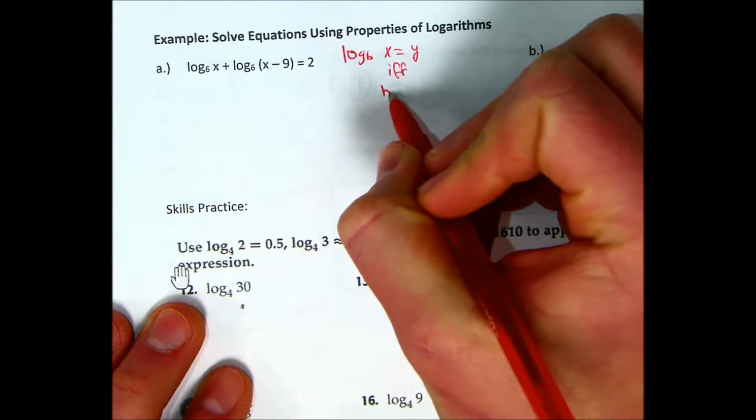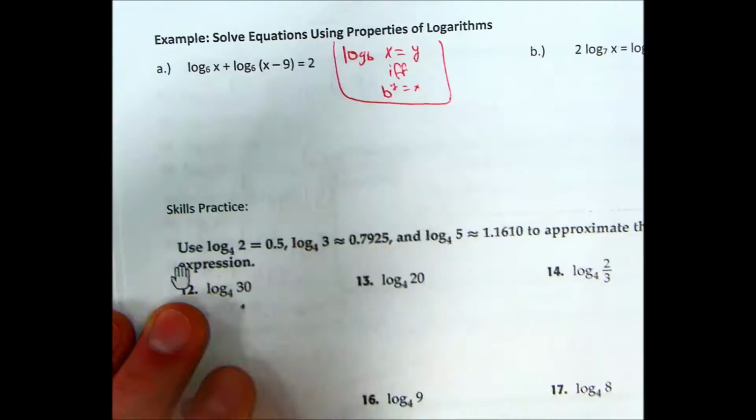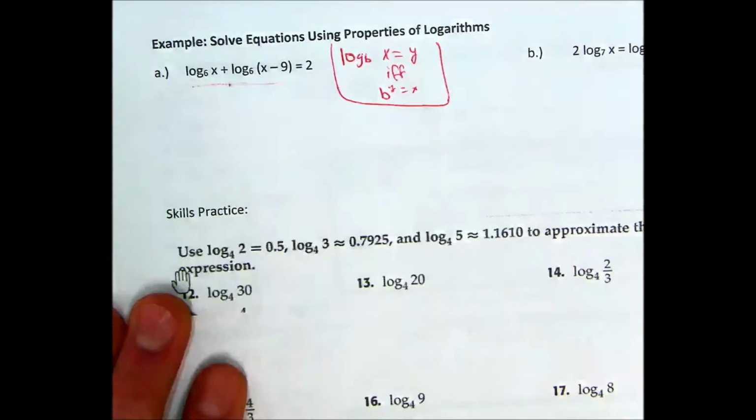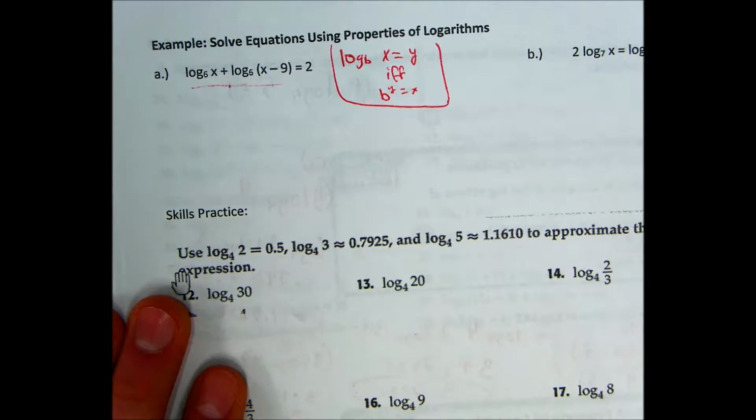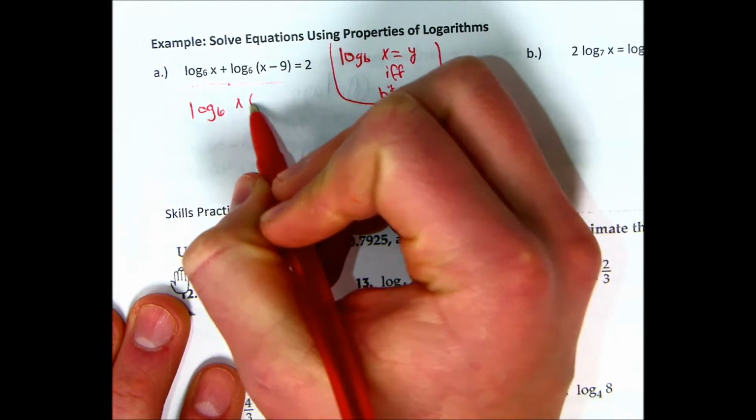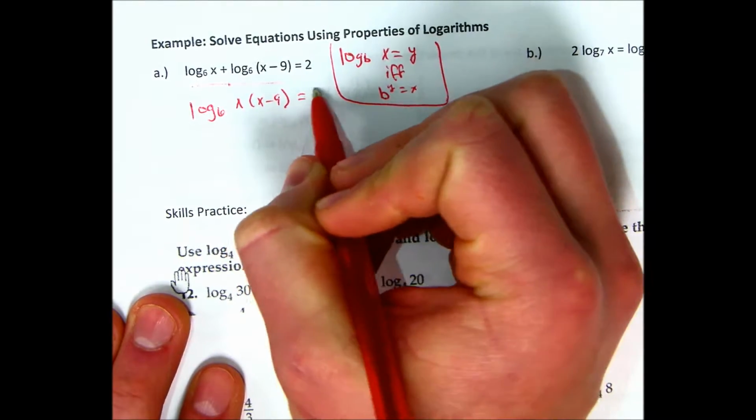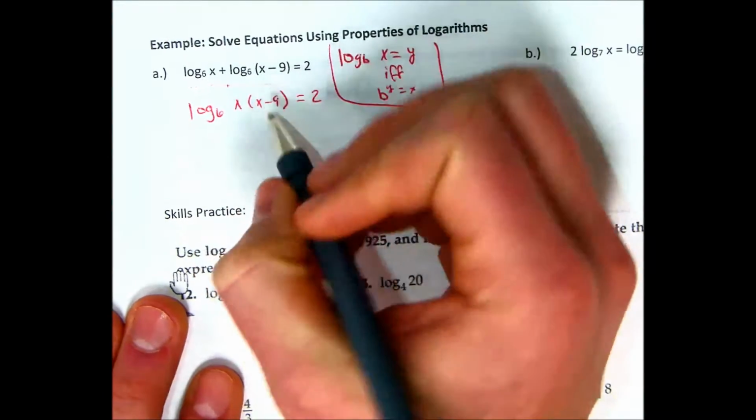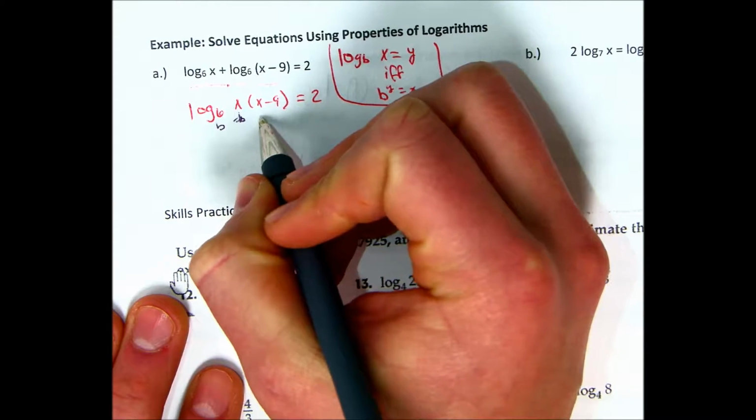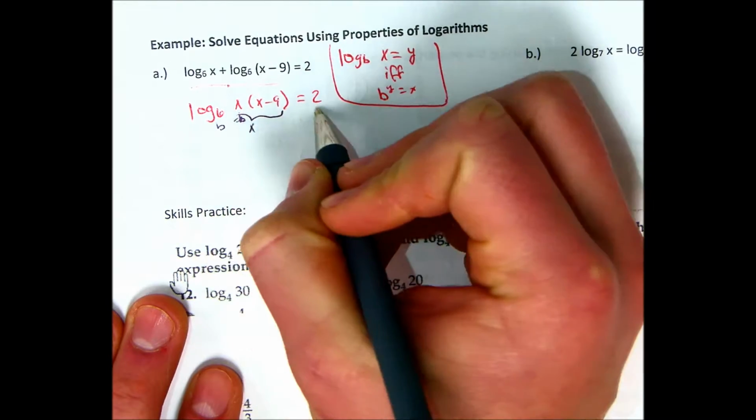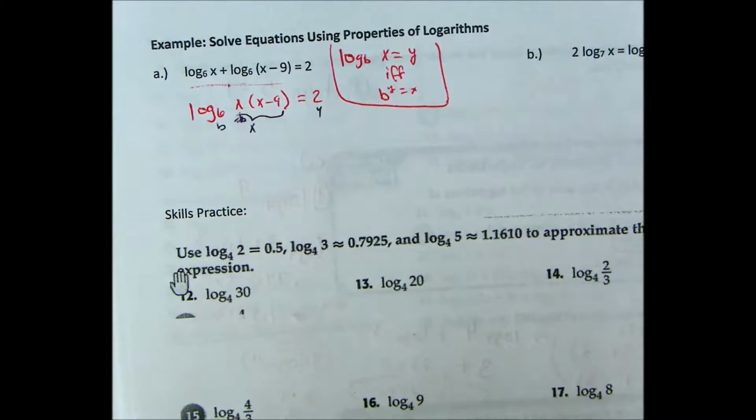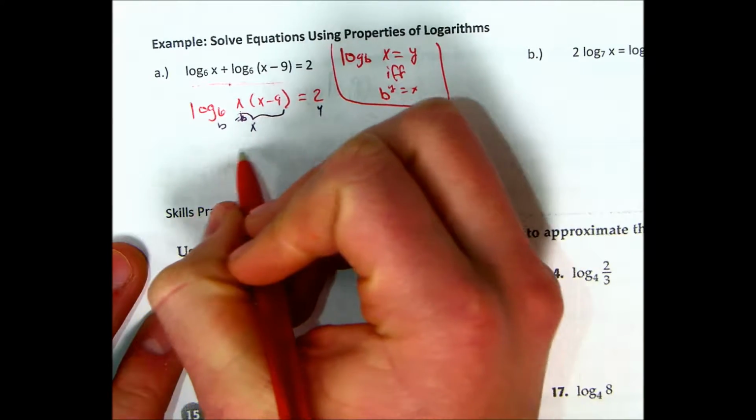So first off, if we have this right here, it is the product property. Remember, if they're adding, we can multiply the insides. So you really have log base 6 of x times x minus 9 equals 2. Now I'm going to label. So I have b here, b here, this entire thing is x, and there's y. So then, when I flip it to exponential form, I have 6 squared equals x times x minus 9.